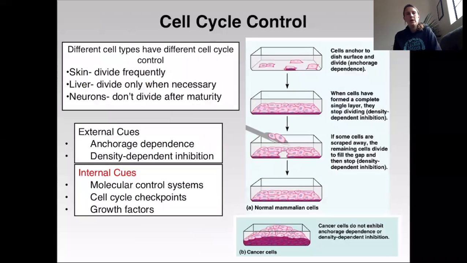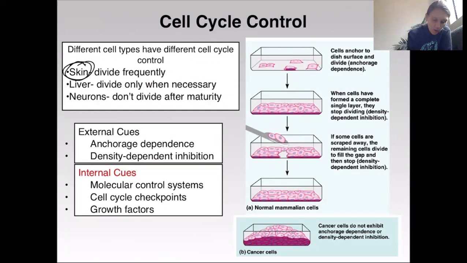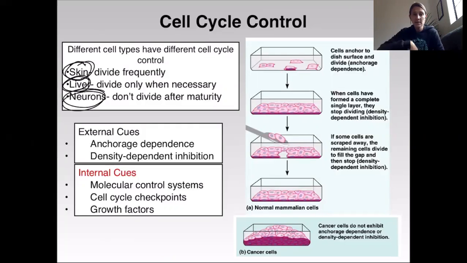All right, so now we're talking about the cell cycle. So different cell types have different cell cycle control, and that makes sense. So think of your skin cells. They have to divide more rapidly because you're constantly sloughing off skin cells. If you're a liver cell, you divide only when necessary, only when there's damage or something like that. And then we have certain cell types like neurons, which once they reach maturity, they don't ever divide again.